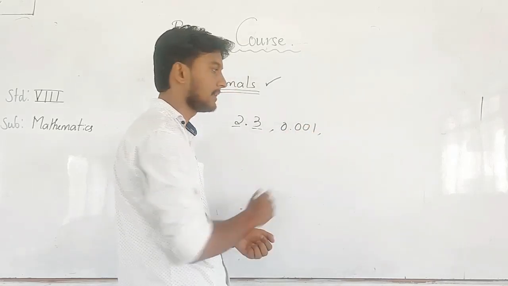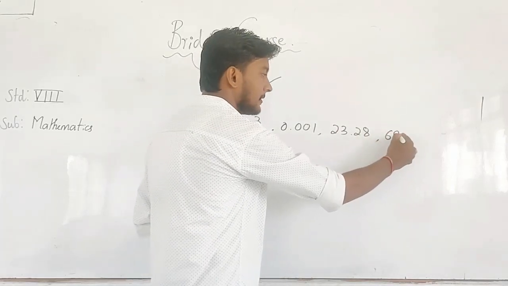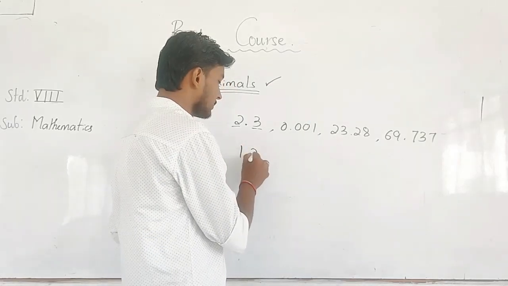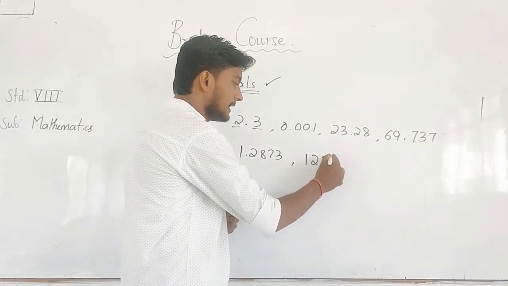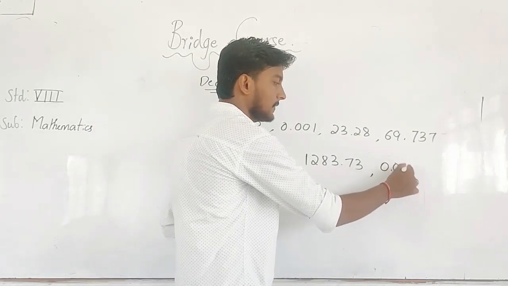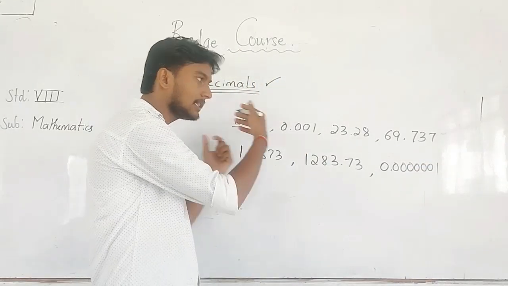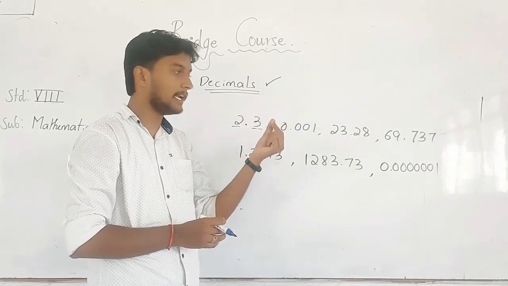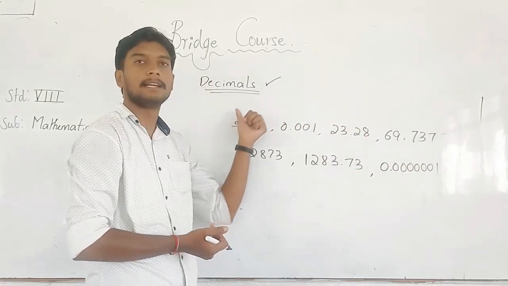0.001 is an example of a decimal. 23.28 is an example of a decimal. 69.737 is an example of a decimal. 1.2873 is an example of a decimal. 1283.73 is an example of a decimal, or 0.000001 is also an example of a decimal. In all these examples, just observe: each contains a set of numbers with a dot in between. These are all known as examples of decimals.